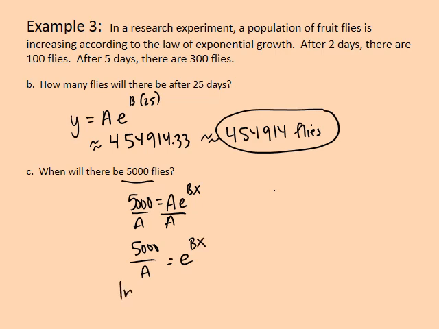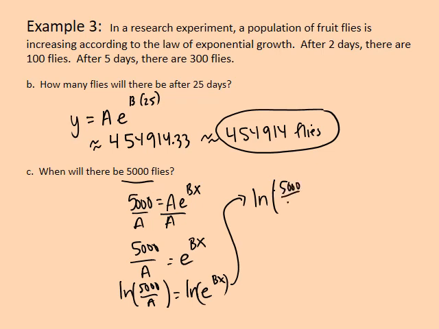Now I'm going to take the natural log of both sides. So the natural log of 5,000 divided by A equals the natural log of e to the bx. The e's undo each other. So we have the natural log of 5,000 divided by A equals bx. Then we're going to divide by B, divide by B. X is approximately equal to 12.6800 days.